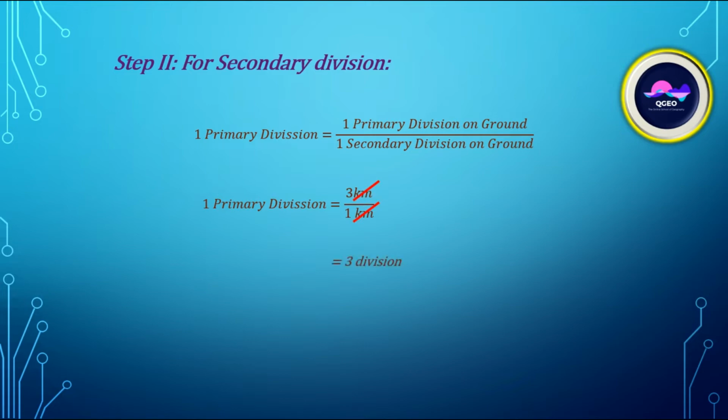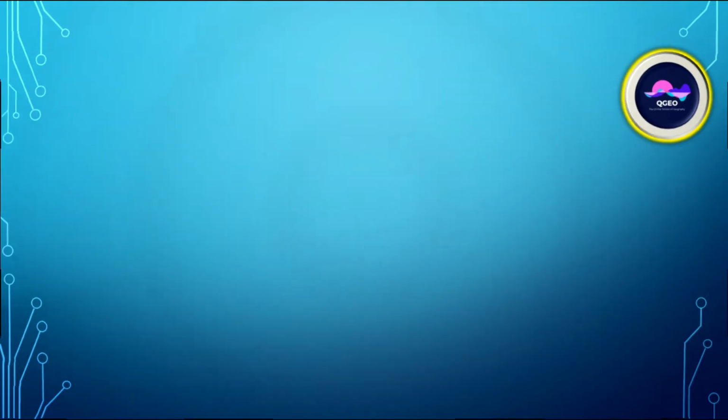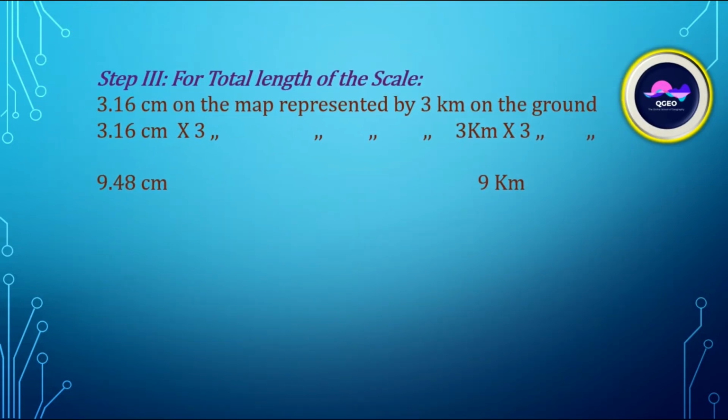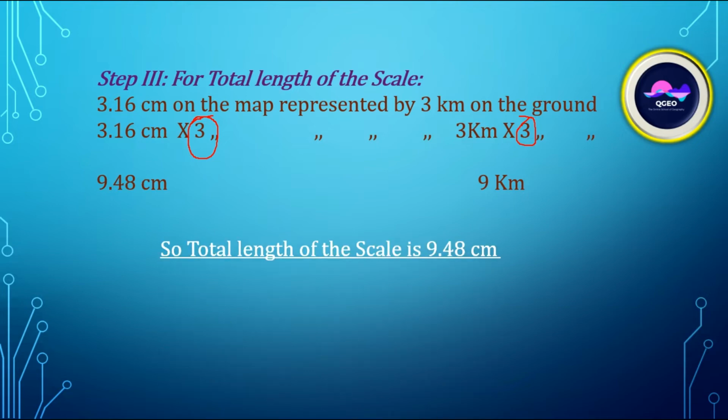So one primary division is equal to 3 secondary division. For the total length of the scale, 3.16 centimeter on the map represented by 3 kilometer on the ground. Here remember it is a comparative linear scale, so centimeter scale will be shorter than the mile scale. So we multiply 3 on both sides and get the value 9.48 centimeter, which is equal to 9 kilometer. So the total length of the centimeter scale is 9.48 centimeter.